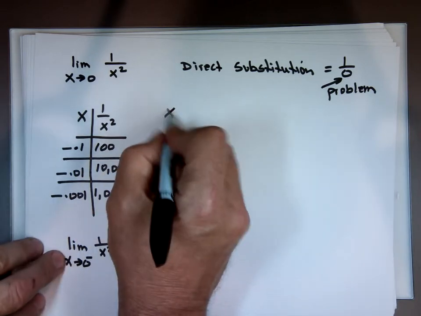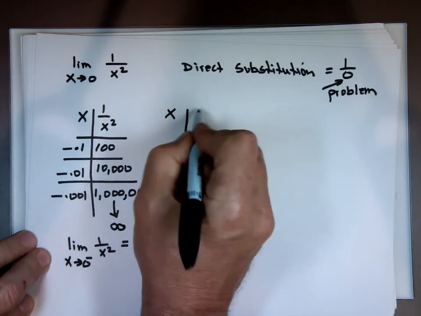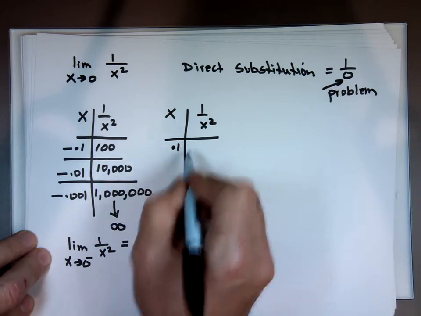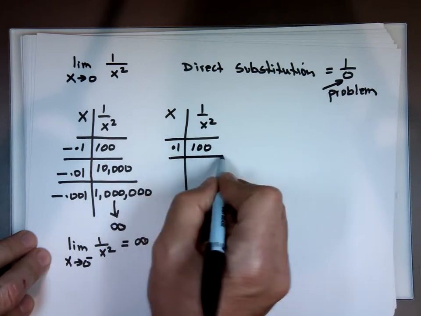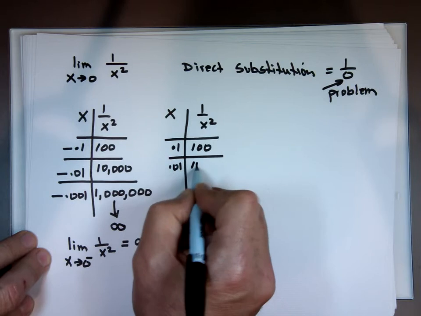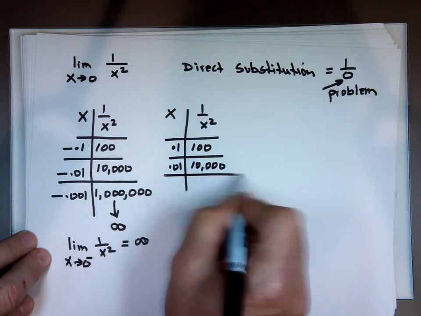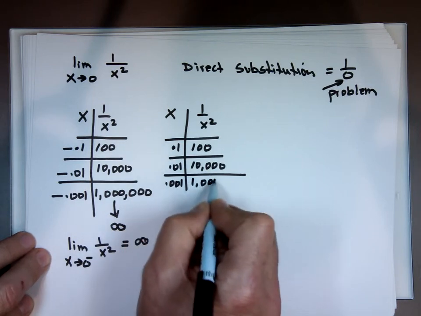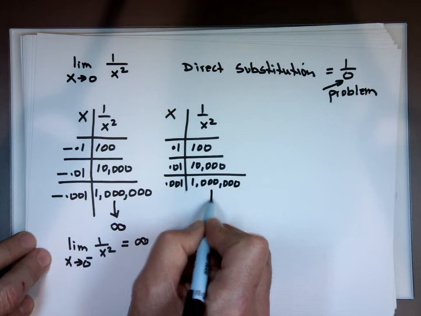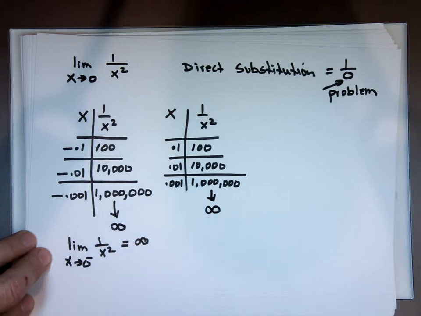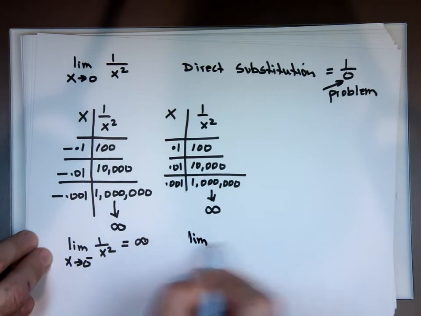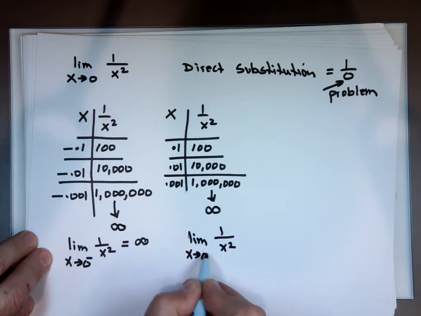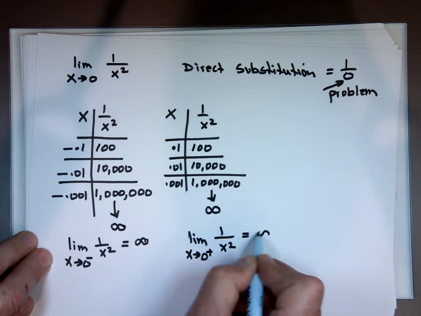What about from the right side? Let's try 0.1. That's also 100. Let's try 0.01. 10,000. 0.001. 1 million. That's going to infinity. The limit of 1 over x squared as x approaches 0 from the right side is also infinity.